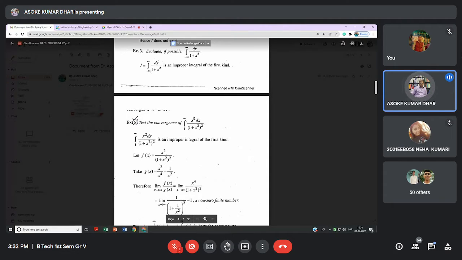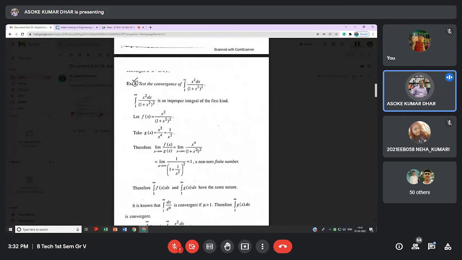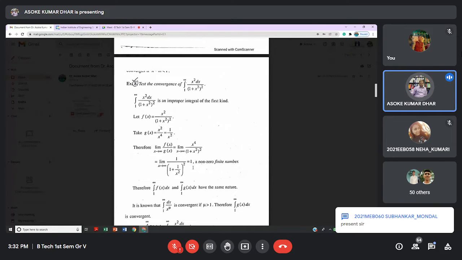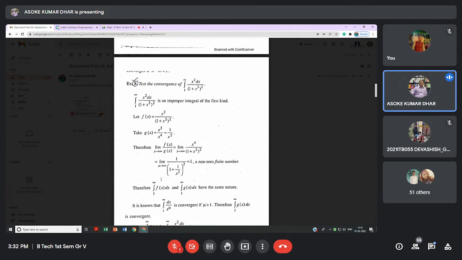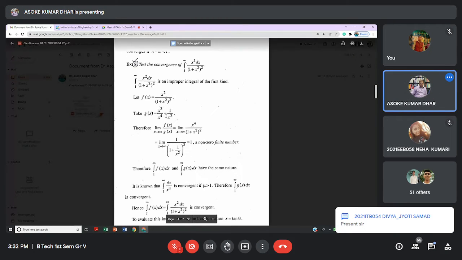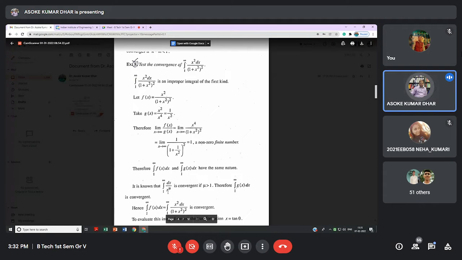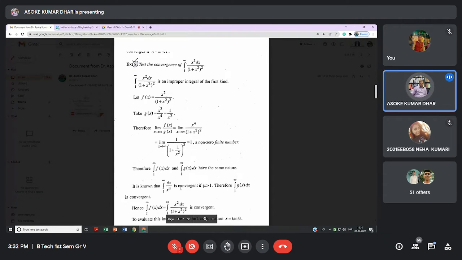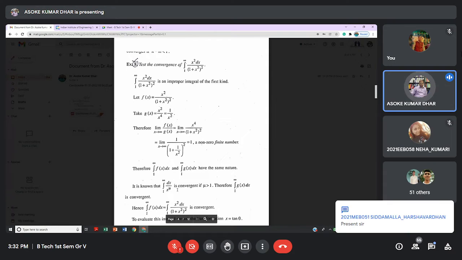This is of first kind, and the upper limit is infinity. Taking the limit as x tends to infinity, it will be 1. It is a non-zero finite number. So according to the given statement, these and these have the same nature. But remember that g(x) is a known function. The integral of g(x) from 1 to infinity, dx by x to the mu, is convergent for mu greater than 1. It can be easily verified.